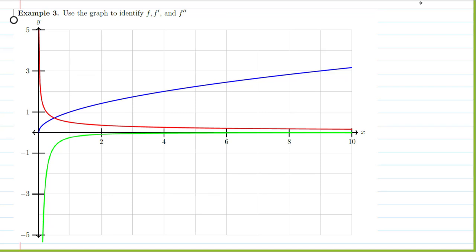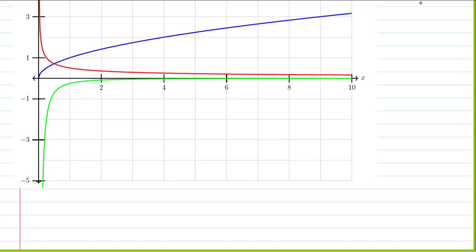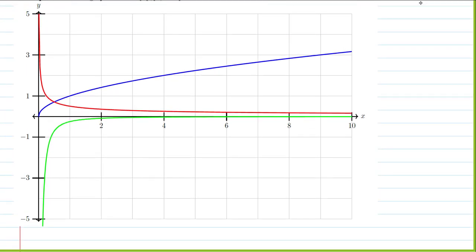So when I look at the green graph, it's down here. What is the slope of the green graph always? So as we move from left to right, what does the green graph do? It's always going up. So what does that mean about its slope? Perfect. So the slope of the green graph is always greater than 0.